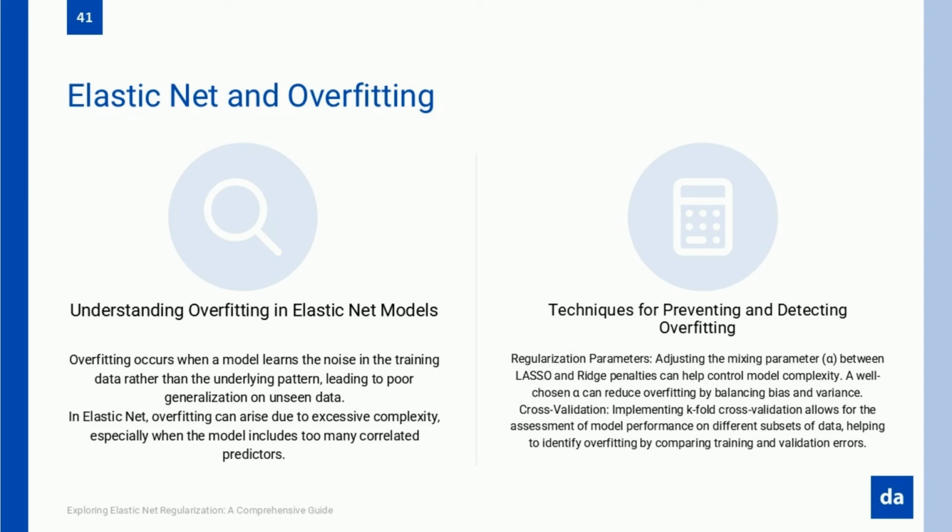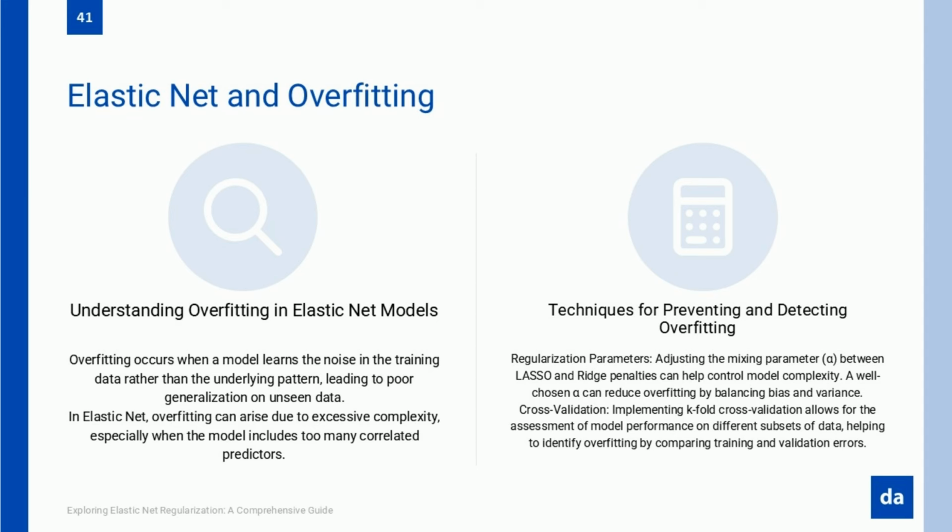Another way Elastic Net prevents overfitting is through automatic feature selection. Lasso alone removes features aggressively, which can sometimes lead to underfitting by throwing out useful information. Ridge, on the other hand, keeps all features, which can lead to unnecessary complexity. Elastic Net blends both approaches, ensuring that we only keep features that genuinely contribute to predictive power while eliminating those that introduce noise.